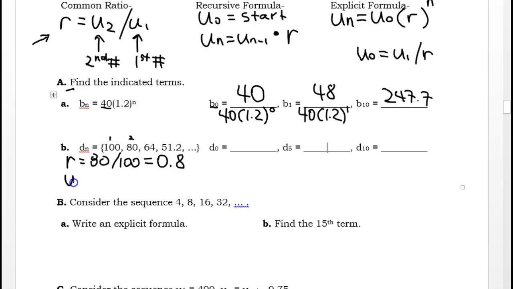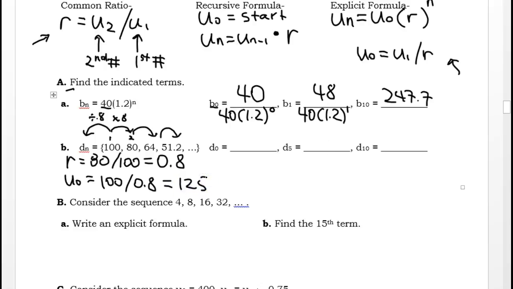If I want to get my 0 term then, we're going to do this guy right here. I take my first term, and I divide that by my ratio. Multiplying by the ratio goes this way in the sequence. Dividing by the ratio would go backwards in the sequence to get the 0 number. So 100 divided by 0.8 is 125. So my 0 term then is 125, and I can write an explicit formula then to determine any term in the sequence.